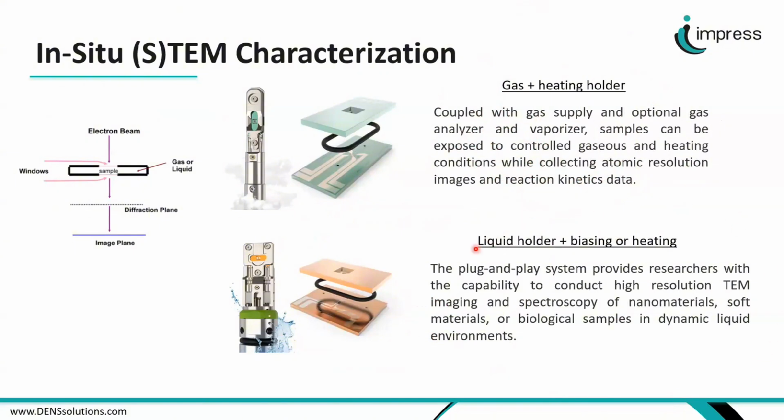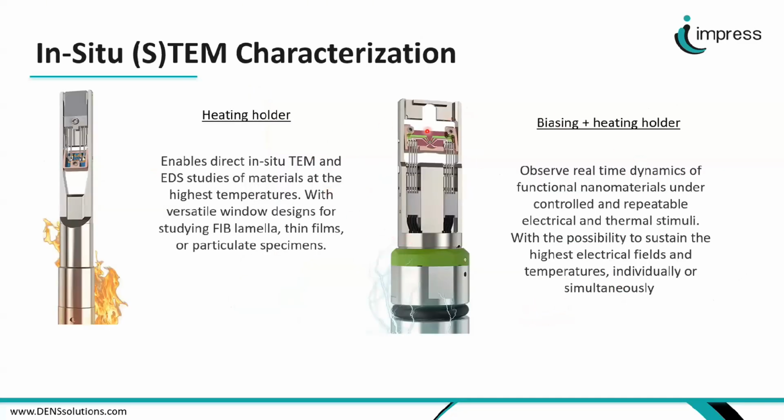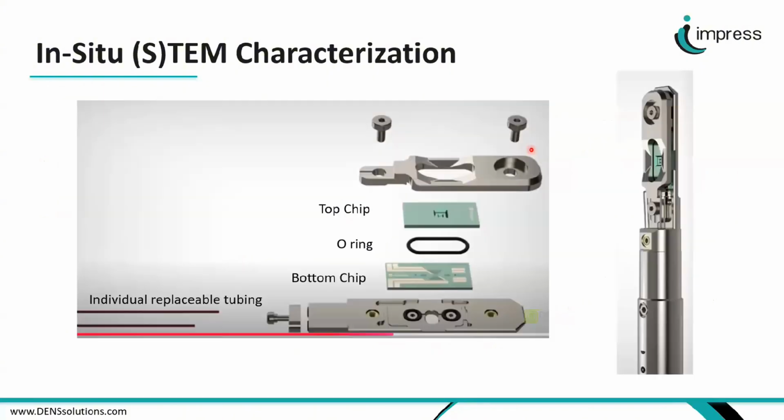We also have some new liquid holders plus biasing or heating, where you can try to simulate what you are doing in an electrochemical cell with bulk materials inside of a TEM. And we also have one holder that brings the biasing plus heating, and also some cooling. So you can go from temperatures of minus 200 degrees up to 1000 degrees, studying your catalytic materials, and also applying some biasing to see the cycles, oxidation, reduction process, etc.